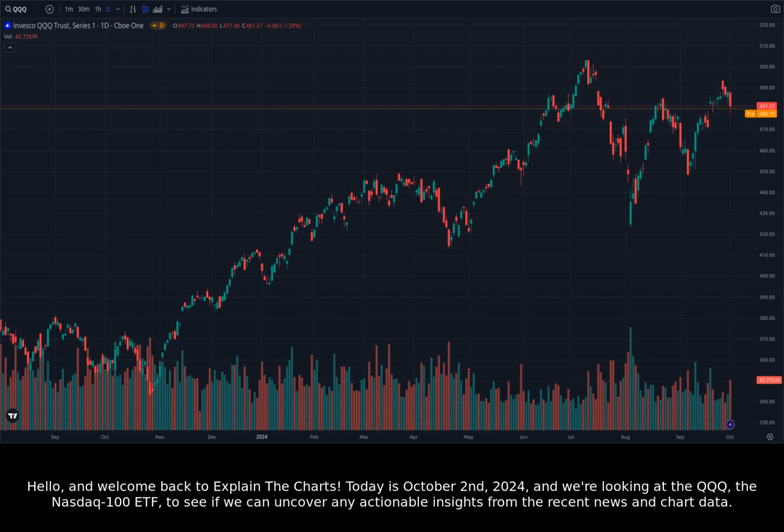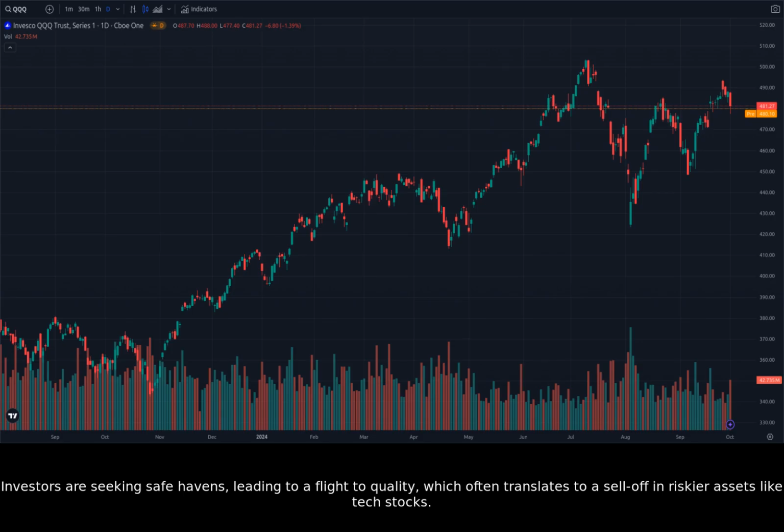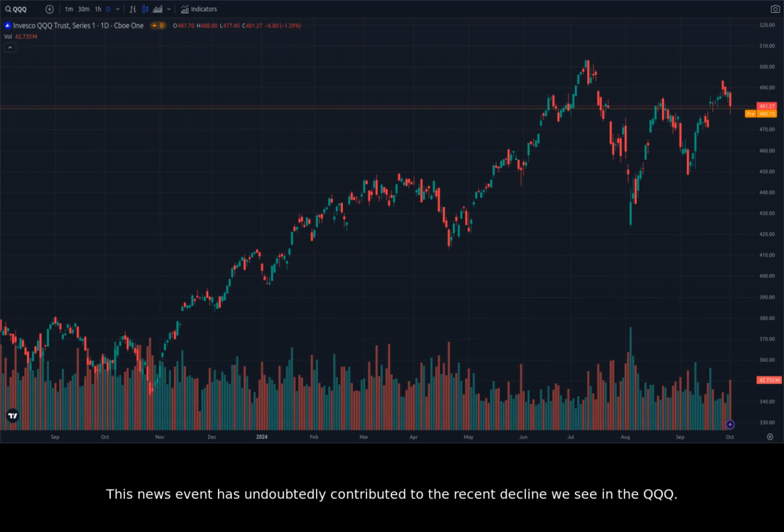Today is October 2nd, 2024, and we're looking at the QQQ, the Nasdaq-100 ETF, to see if we can uncover any actionable insights from the recent news and chart data. The Nasdaq has been under pressure lately, with the recent escalation of the Middle East conflict creating a sense of uncertainty in the market. Investors are seeking safe havens, leading to a flight to quality, which often translates to a sell-off in riskier assets like tech stocks. This news event has undoubtedly contributed to the recent decline we see in the QQQ.